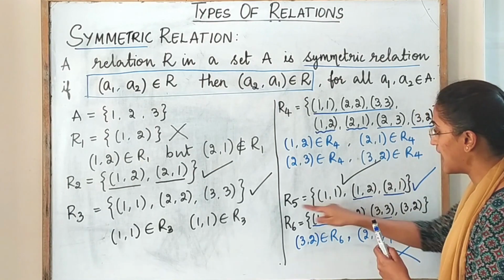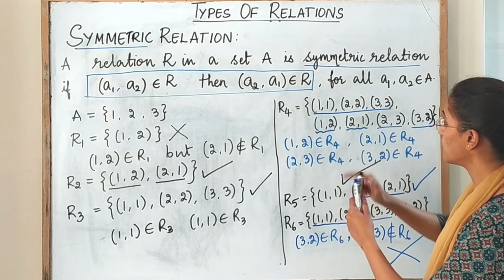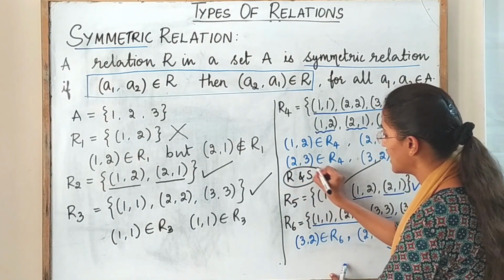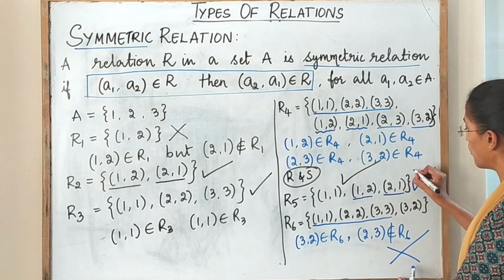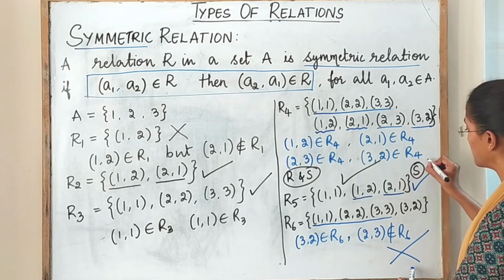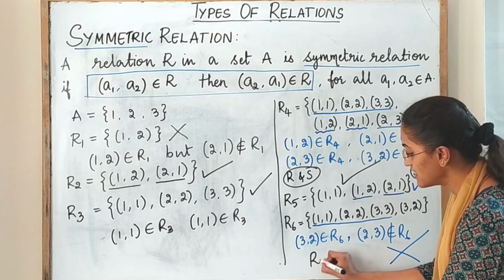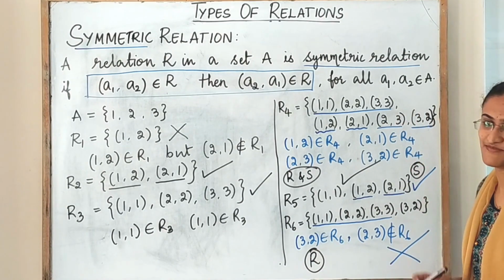You can check: R4 is both reflexive and symmetric. R5 is only symmetric but not reflexive. R6 is only reflexive but not symmetric.